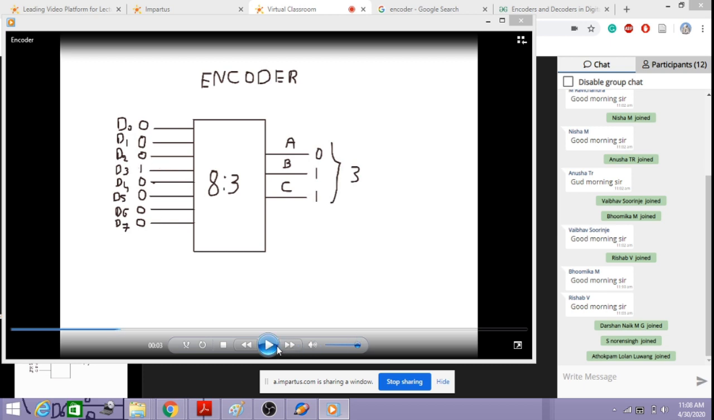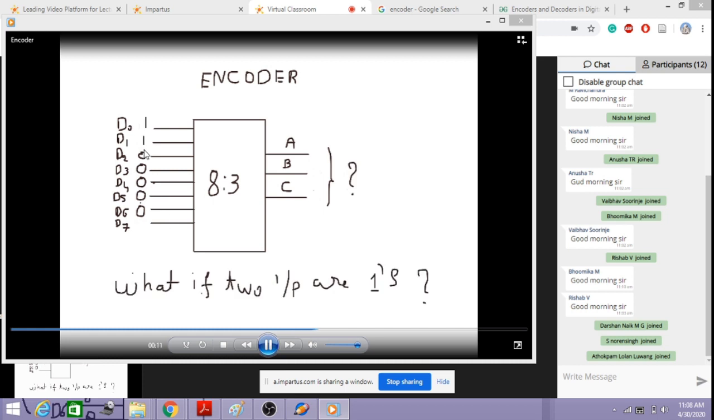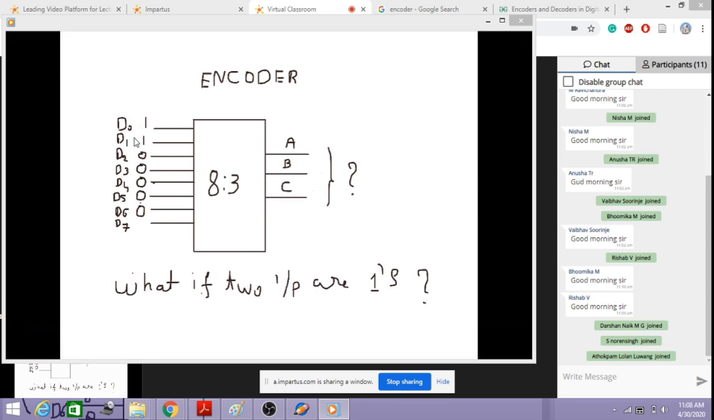Here we come into a problem: what happens when both inputs are 1? Then we enter into trouble. When both inputs are 1, the output is supposed to be either 0 0 0 or 0 0 1. So there is a problem. To counter that problem, we have to go for a different kind of encoder that we call the priority encoder. That we'll discuss later.